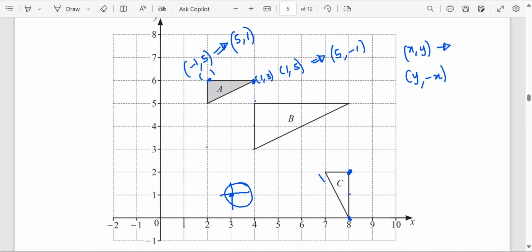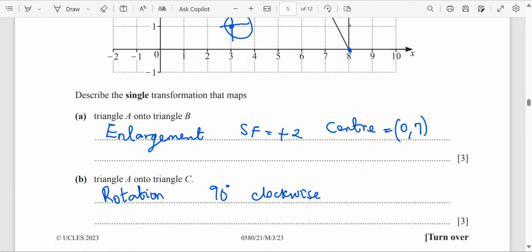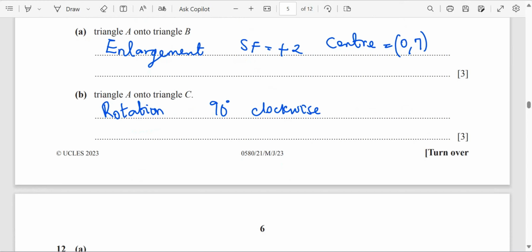Like I said earlier, it is a lot easier when you're drawing it on your paper and you're using your tracing paper to check. It is very, very easy. But because I can't use my tracing paper on the screen, that's why I have to use that approach. So the center is 3 comma 1.